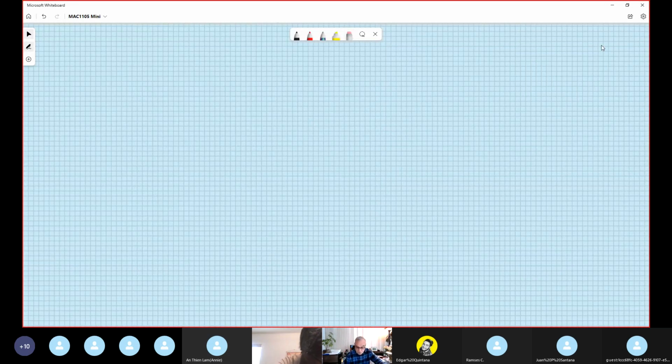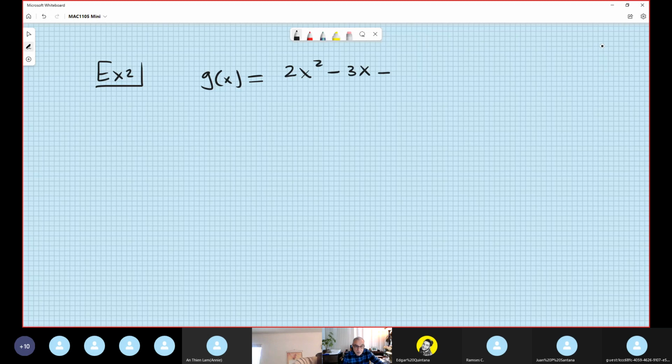Okay, let's move on to example 2, but I need more participation. I need your help. Suppose the function g, divided by x squared plus 1. Don't worry if you make a mistake. You are a student. Step number 1, remember, is factor. Factor. This is super important.